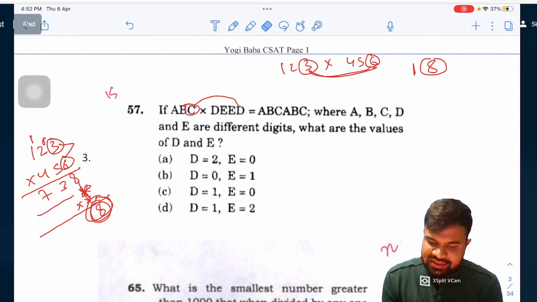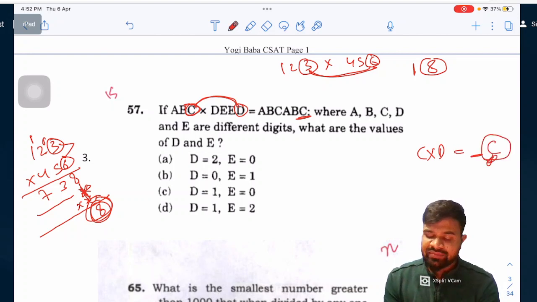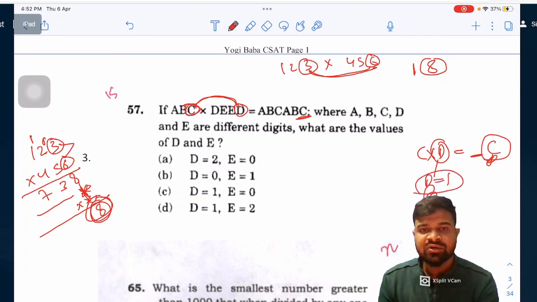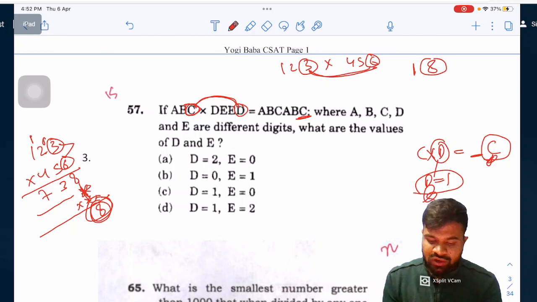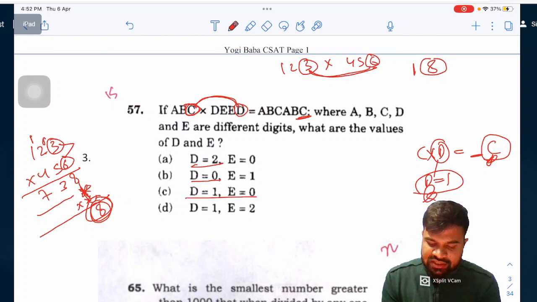Now, what is happening here? C multiplied by D is giving us the last digit as C only. That means D is equal to 1, because only in that case it is possible. When you look at the options, if D is equal to 0, then the last digit will be 0. If D is equal to 2, then the last digit will not be C. Only and only if D is equal to 1, the last digit is possible. So our answer is C and D.